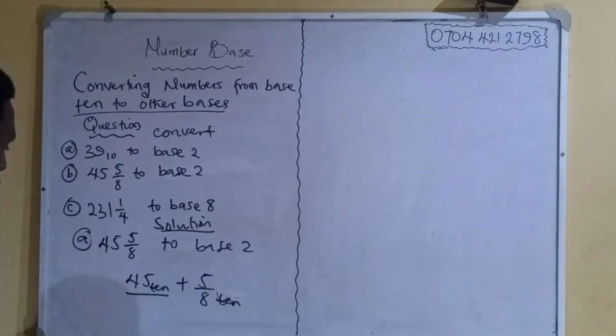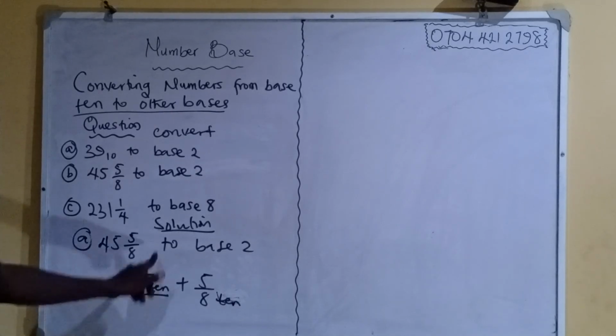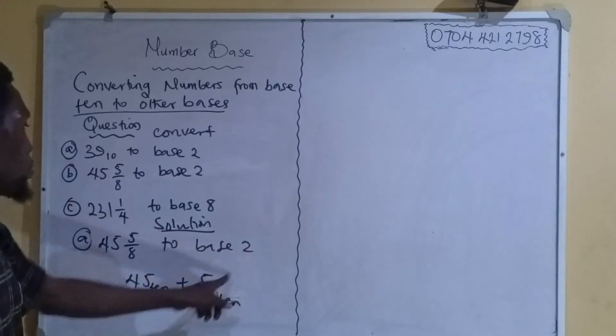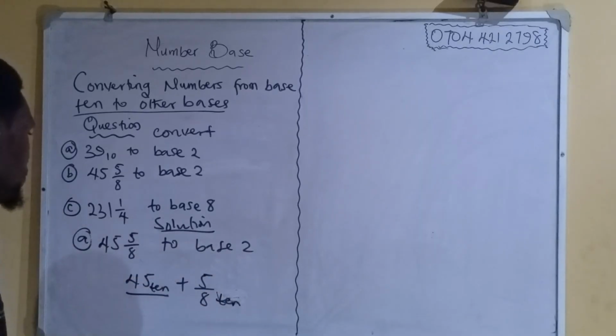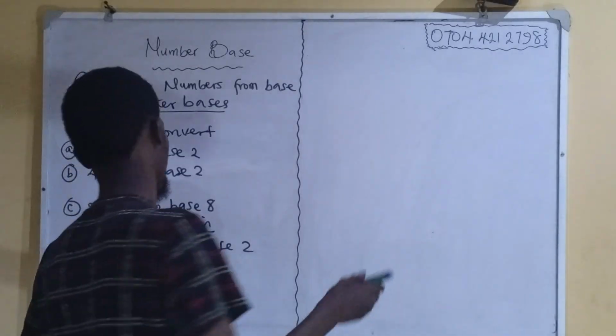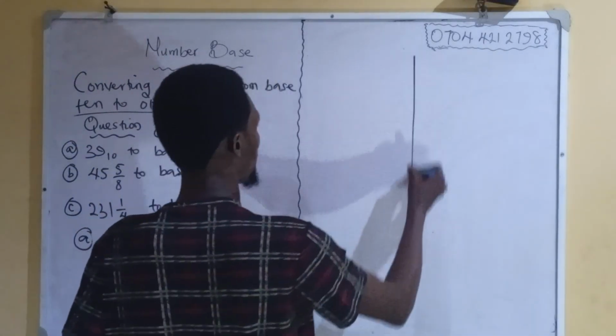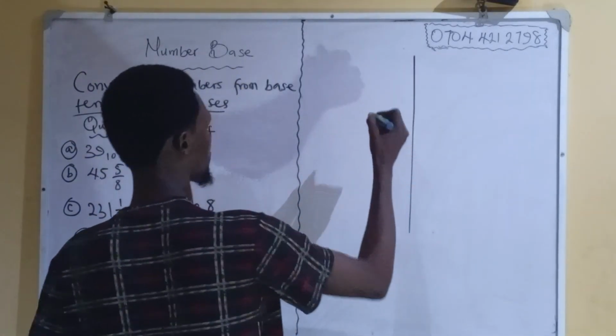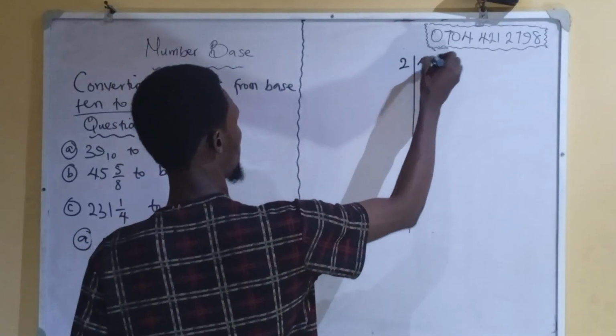So we'll handle the whole number first. What do you do to the whole number? You divide by the base. You are asked to convert it to base 2, so you repeatedly divide it by 2. All right? So let's say you will divide 45 by 2.